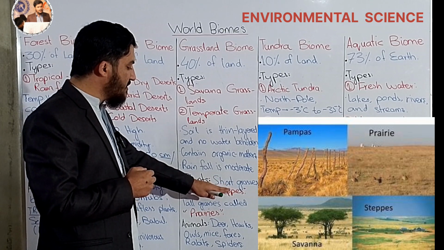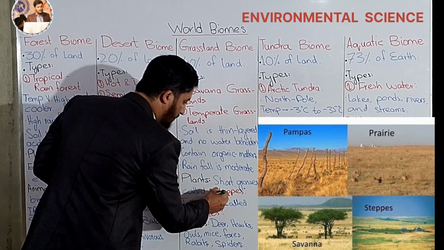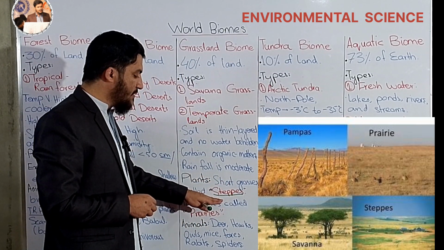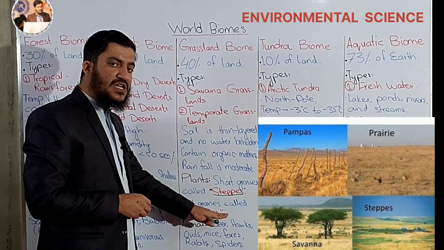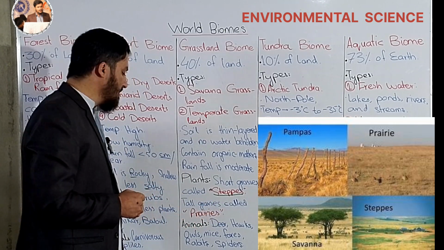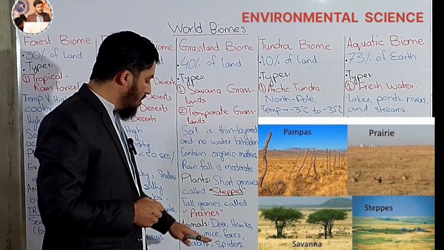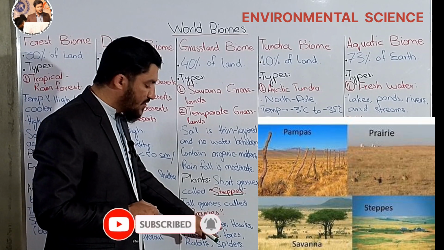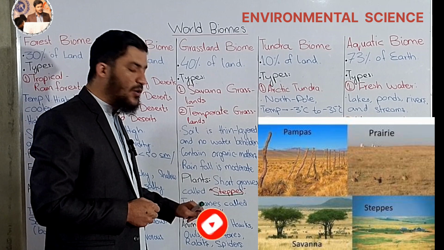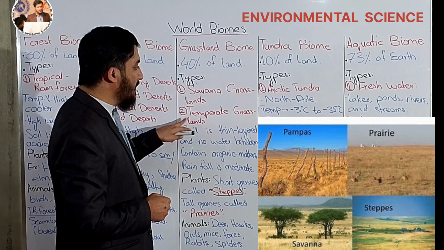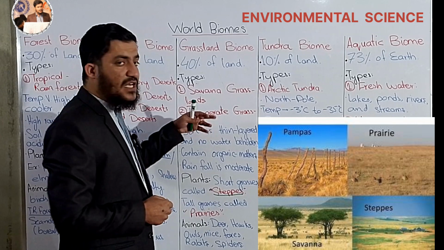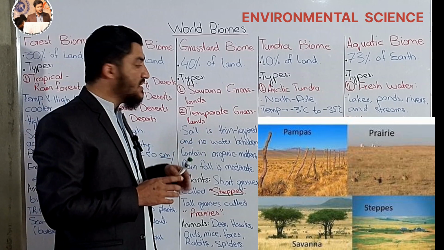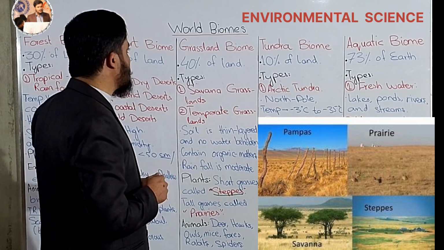The plants living here are short grasses. The short grasses are called steppes, okay, and the large grasses are called the prairies. Animals living here are deer, hogs, owls, mice, foxes, rabbits, and spiders. The deer and the small animals live in the temperate grasslands, while the large animals like elephants, giraffes, zebras, and lions live in the savanna grasslands.